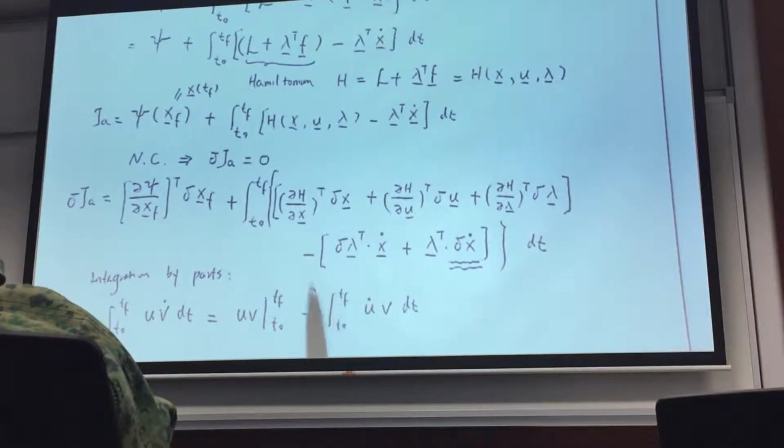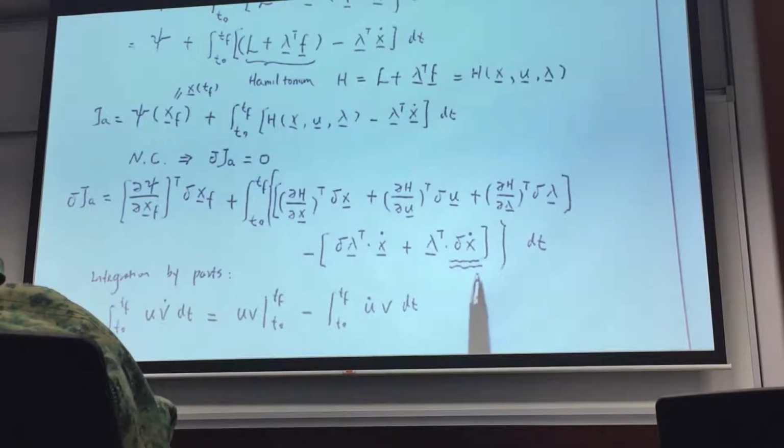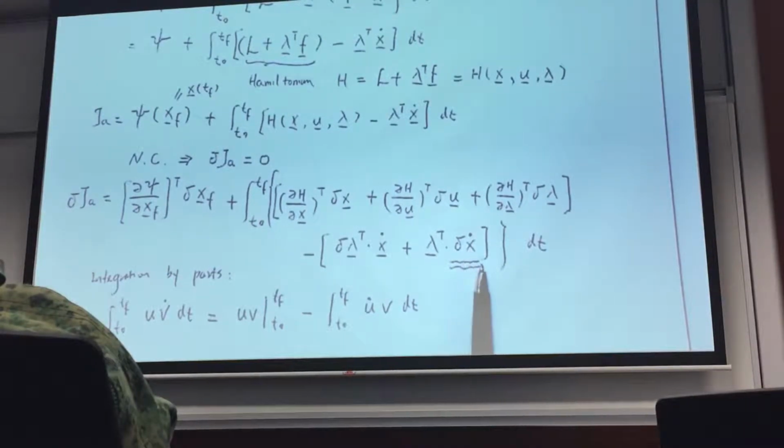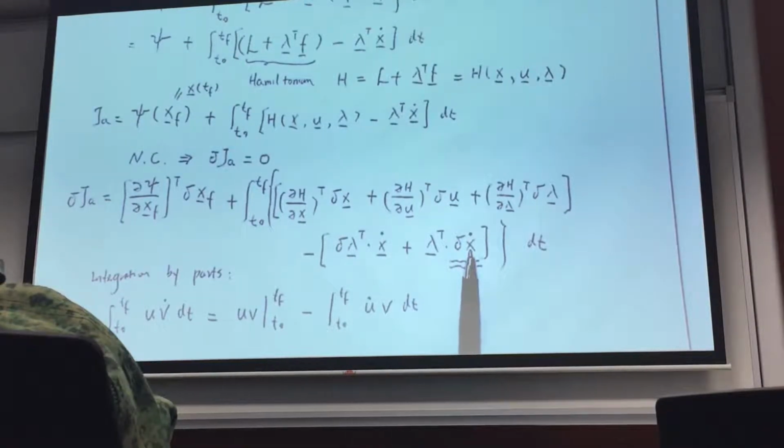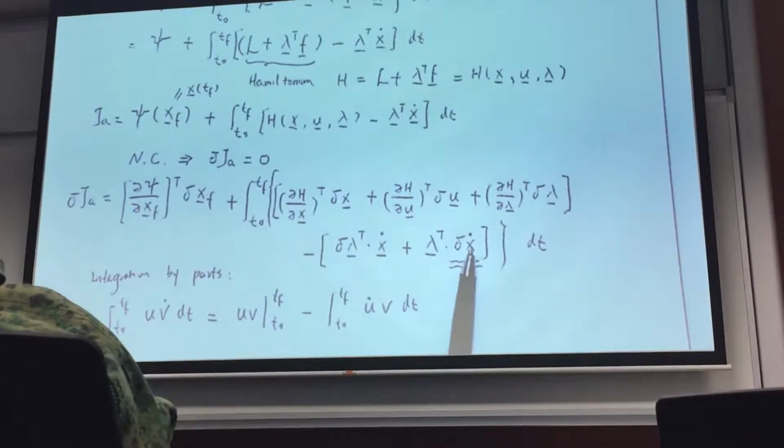So the motivation for us to use this equation, integration by parts, is trying to remove the perturbation on the x dot, because x dot is very difficult to evaluate, to perturb. In this case, we want to shift the derivative onto lambda, so that we only have delta x here. So this is the motivation for us to use this equation.